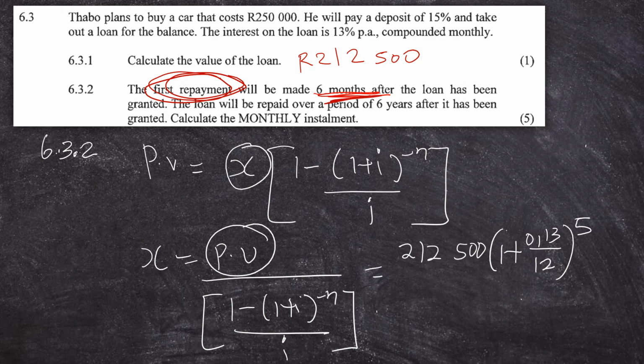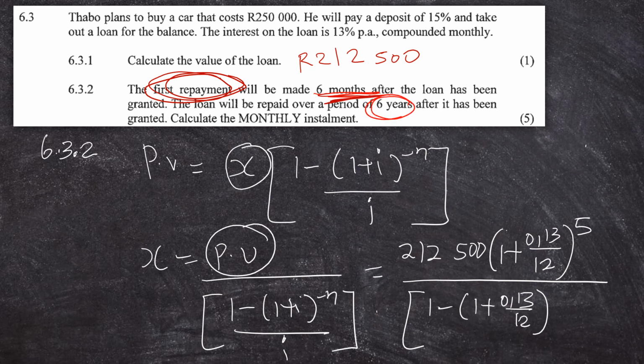Okay. Then this is going to be divided by 1 minus 1 plus, what is our interest? This is 13%, which is 0.13 compounded monthly, divided by 12. And this has to be repaid over a period of 6 years. So it's negative 6 multiplied by 12, because it is compounded monthly. So 0.13 divided by 12.